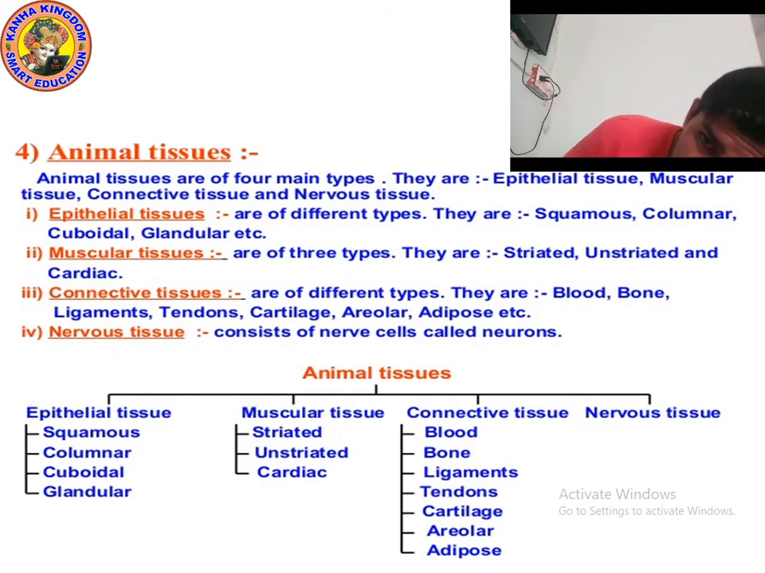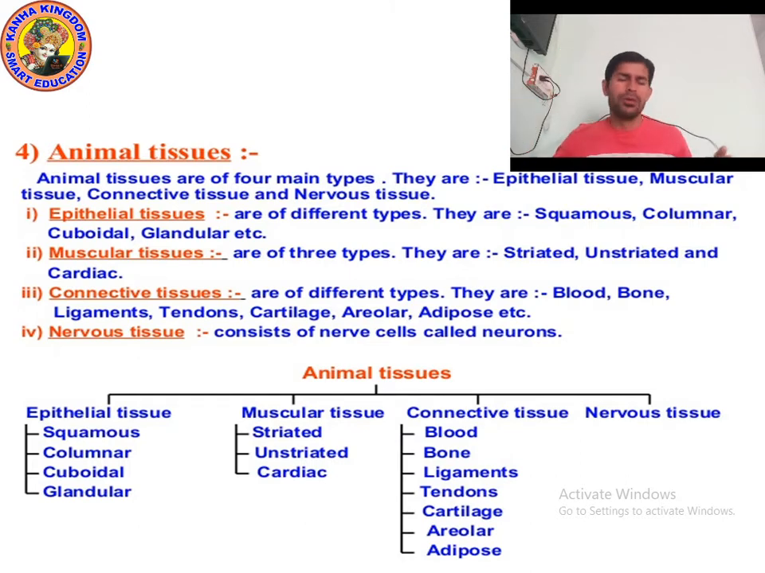But in plants, there are only two types of tissue: meristematic tissue and permanent tissue. In animals there are four types of tissue: epithelial tissue, muscular tissue, connective tissue, and nervous tissue. We will study nervous tissue, but not in detail. When you go to a higher class, at that time you will study it in detail.